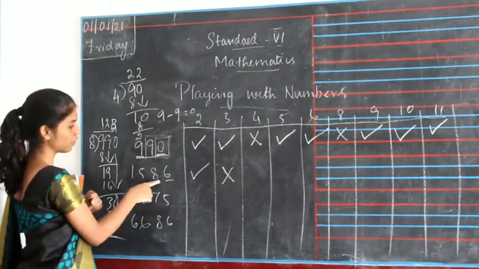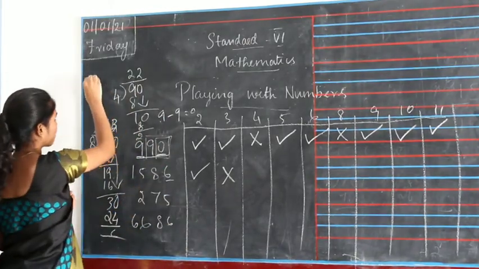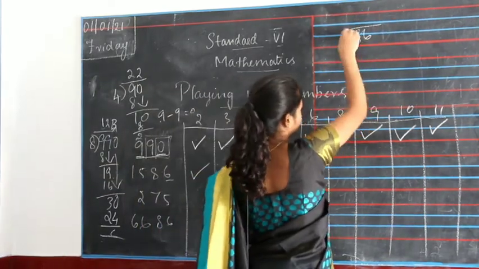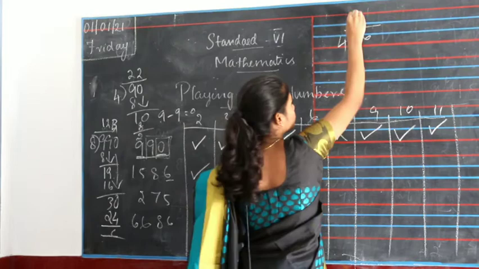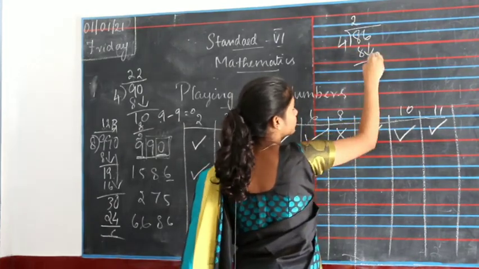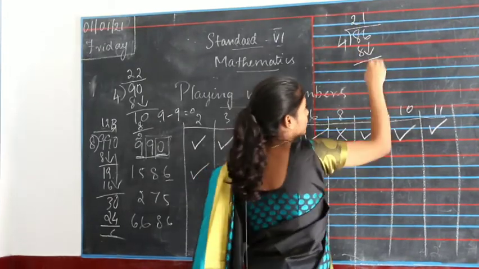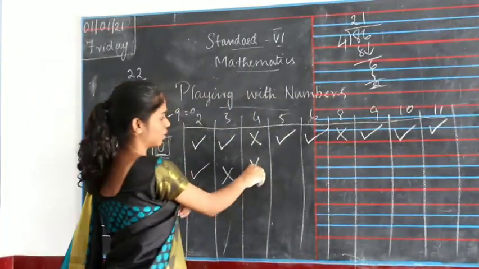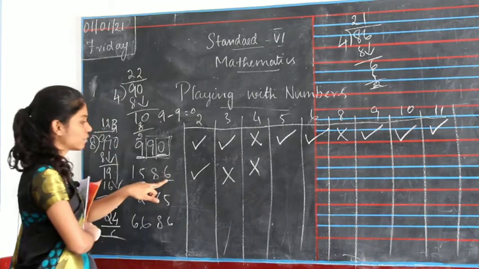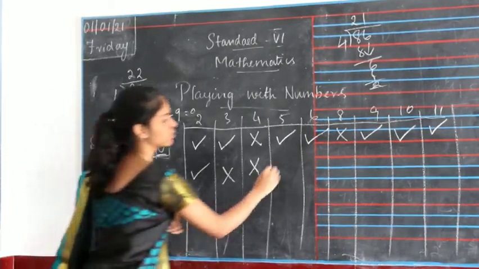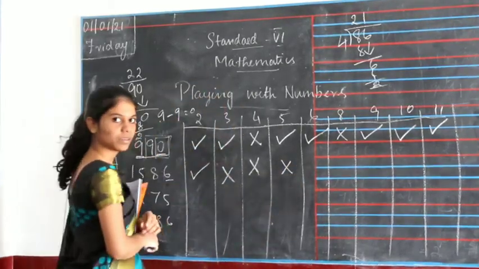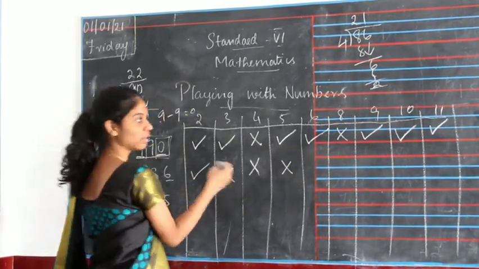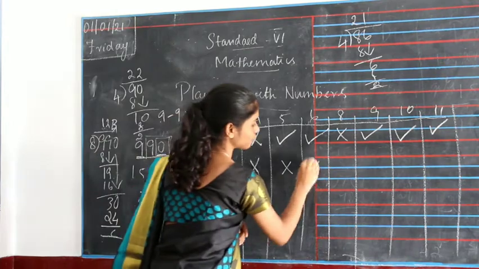4, for 4, 86 should be divided by 4, right? 4 2s are 8, 6, so 4 1s are 4, remainder 2, so this cannot be divided by 4. And for 5 this should be 5 or 0, it's not, so this cannot be divided by 5. And then for 6 it should be divided by both 2 and 3, but it is not, so no.